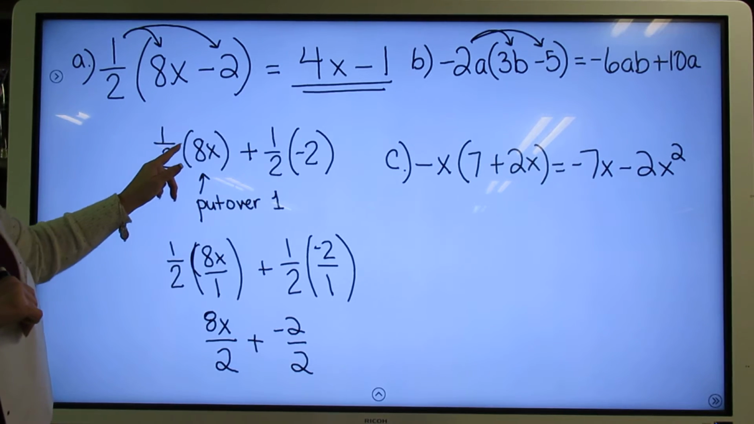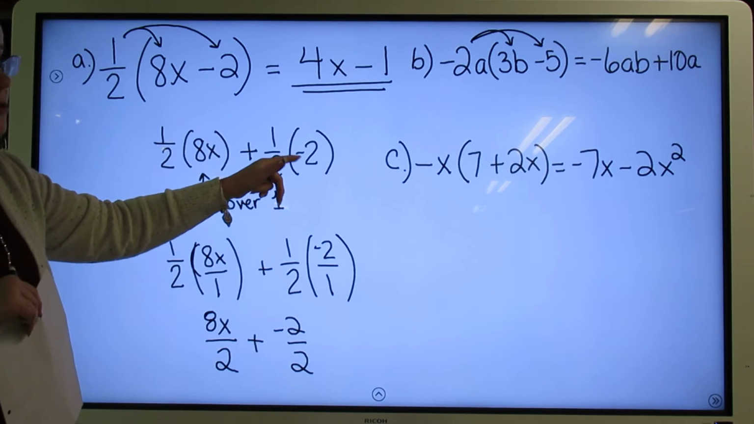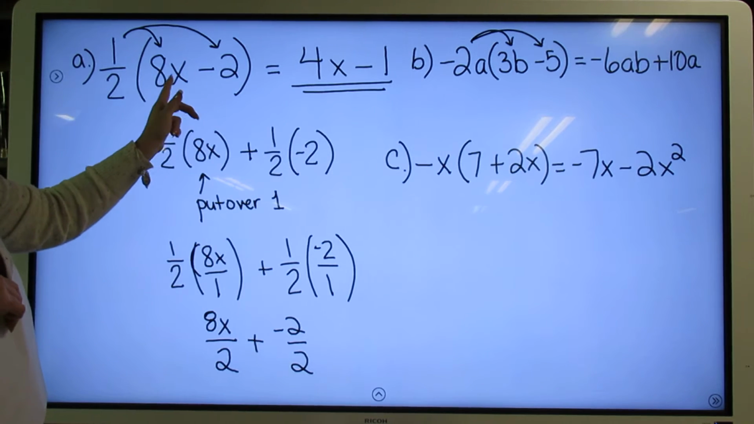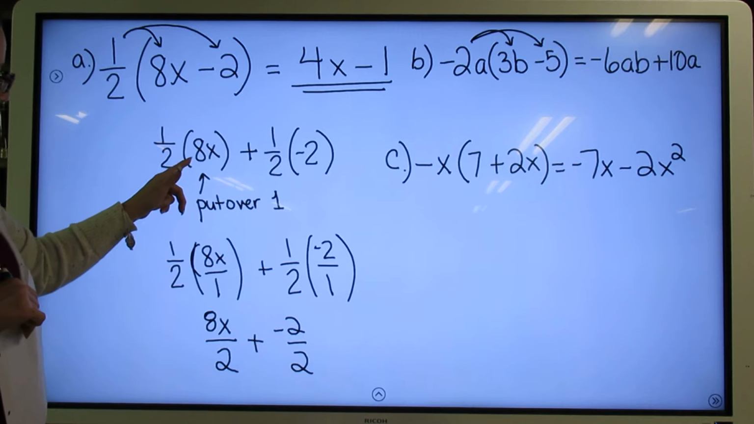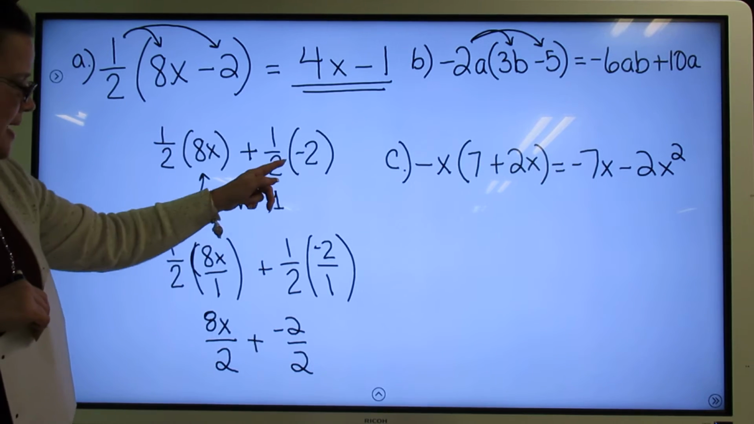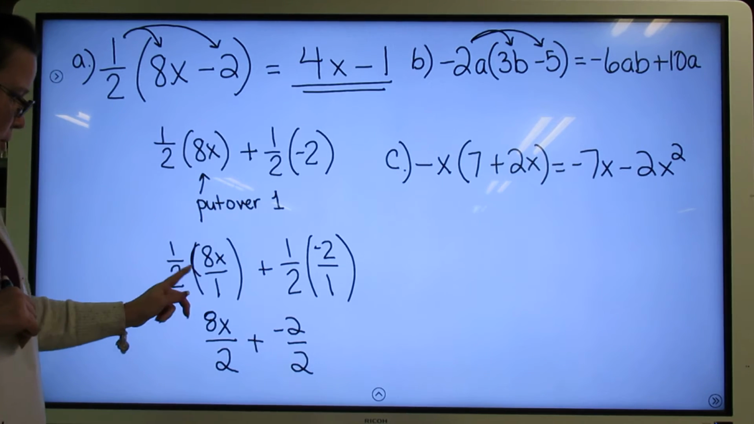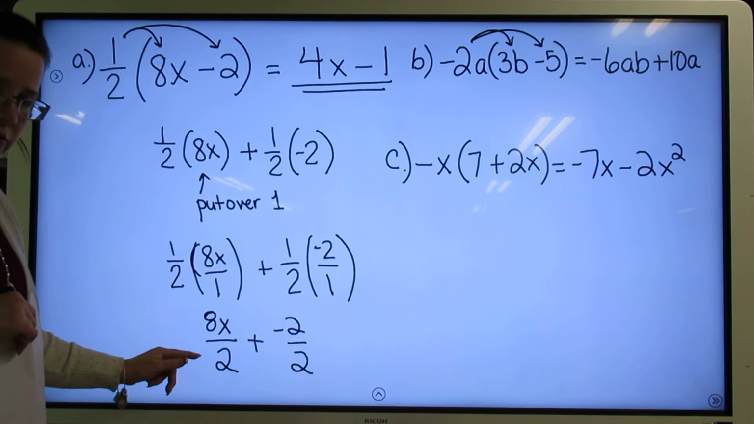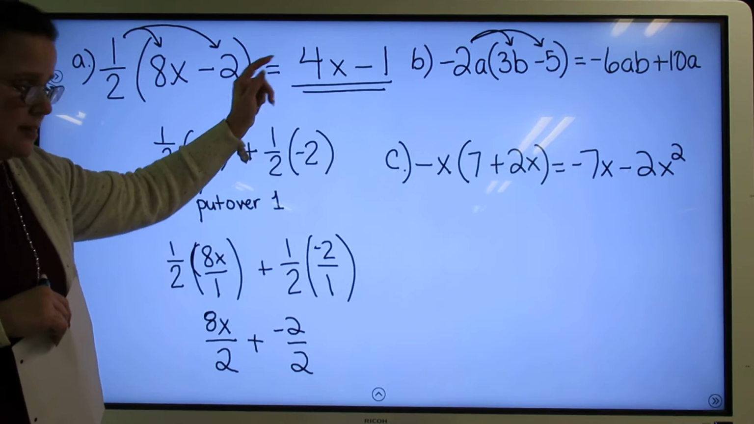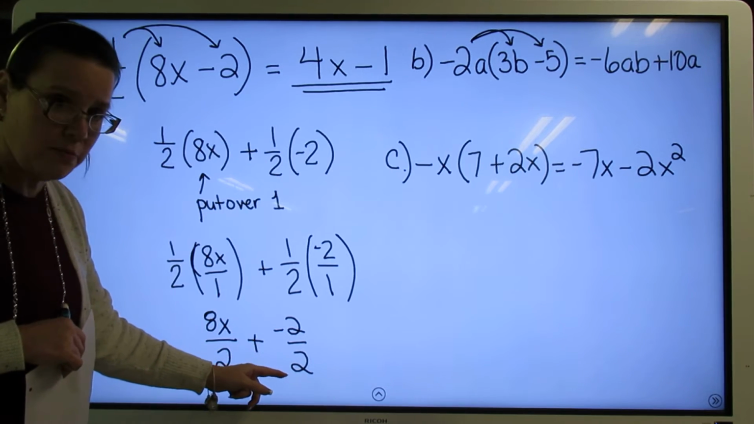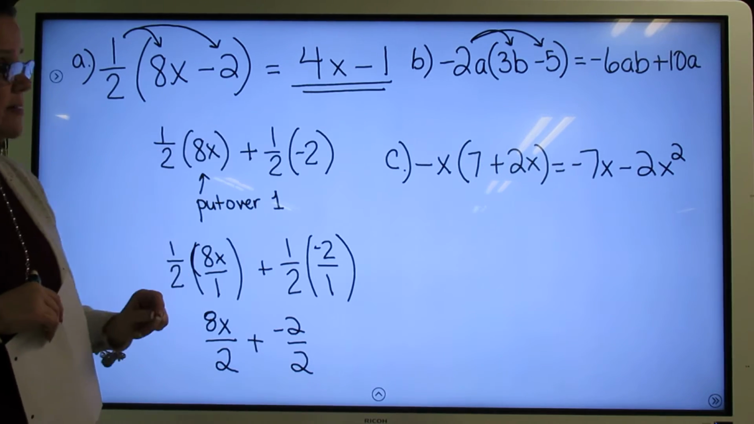I have a half times 8x and a half times negative 2 because you're multiplying it with each term inside the parentheses. You put the 8x over 1 and the negative 2 over 1 and you multiply it. You get 8x over 2, which is 4x. And you get negative 2 over positive 2, which is a negative 1.